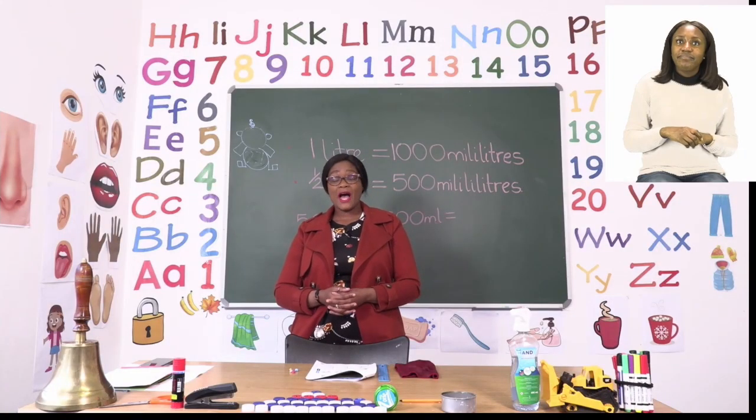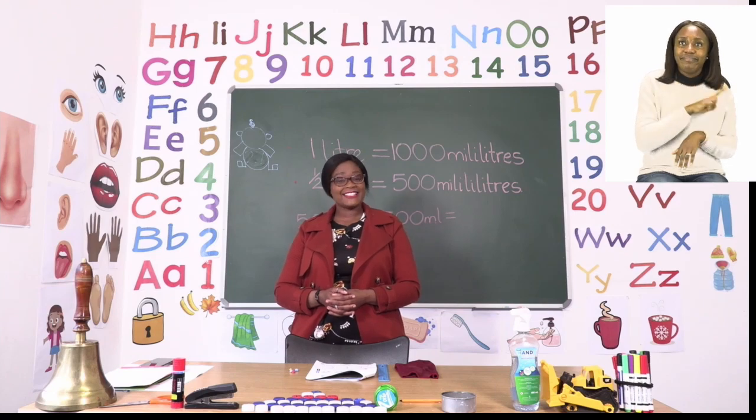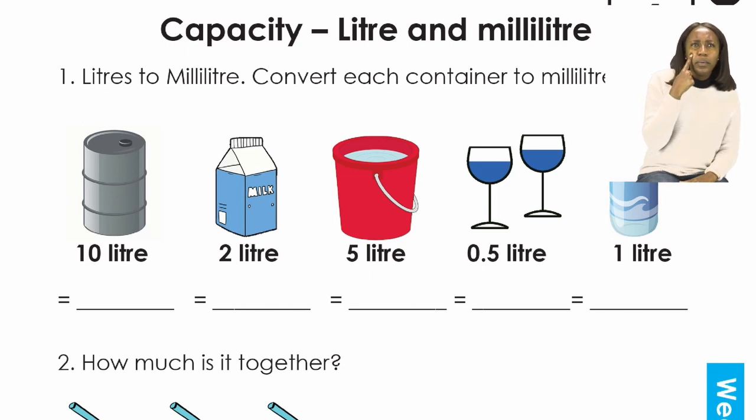For the next part of our lesson, boys and girls, let's all turn to page 27. On page 27, we are going to be doing capacity in the form of liters and milliliters. Now, we already know that the milliliter is smaller than the liter. And for us to do number 1, we need to remember what is equal to what. So let's take a look at the board.